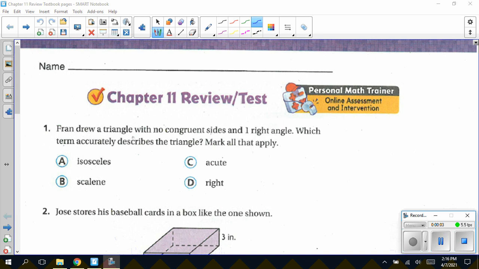Hi, fifth graders. Today we are going to be doing the Chapter 11 review. This can be found starting on page 705 in our textbooks.